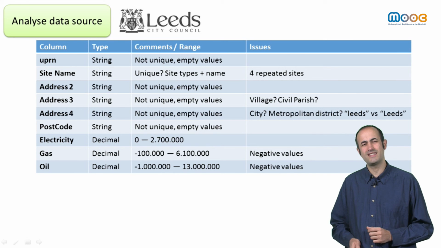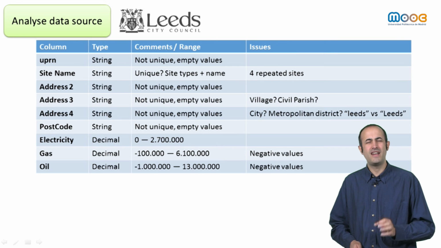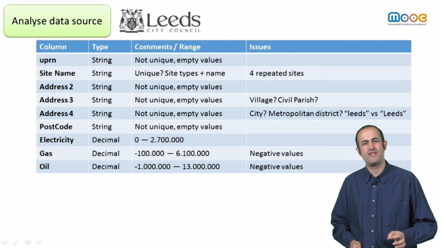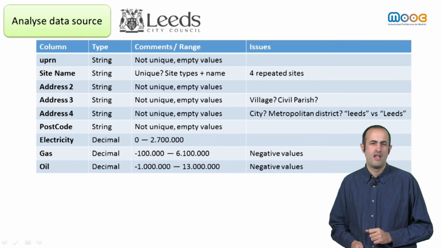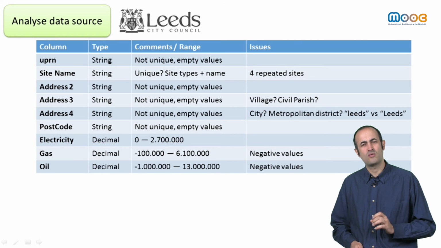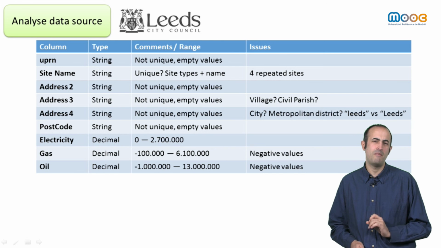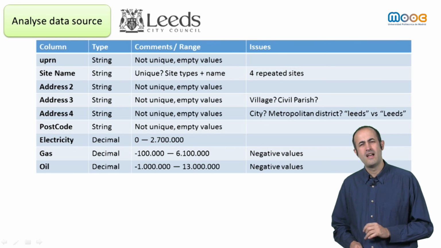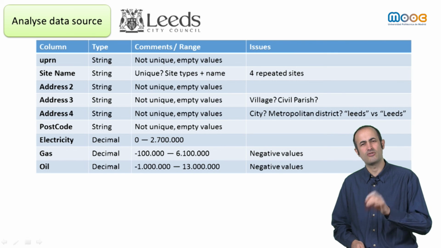We are also interested in identifying if there is some column with unique values, so it can be used as a unique identifier for our resources. Furthermore, this analysis will reveal potential problems that we can find in the dataset. In our case, the dataset contained repeated values. In some cases, the meaning of columns was not clear, and we found negative energy consumption values.